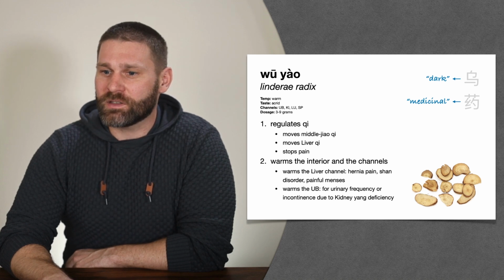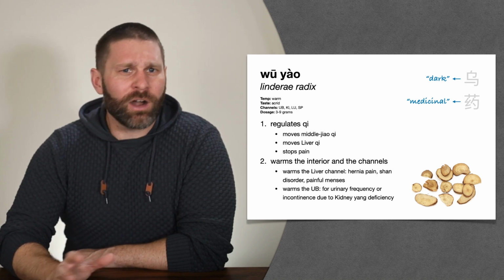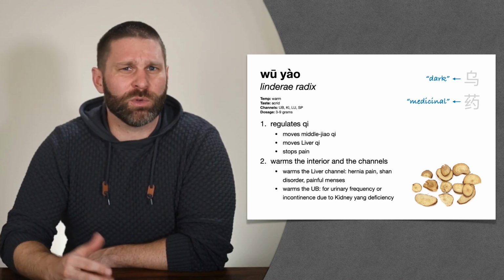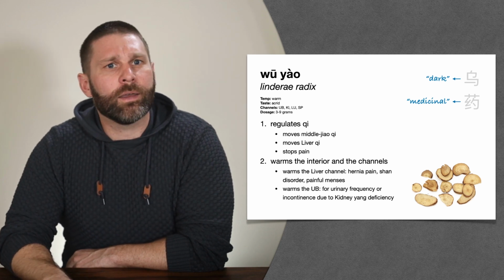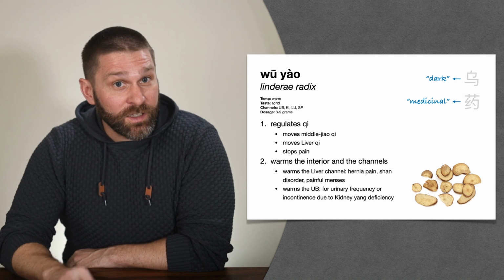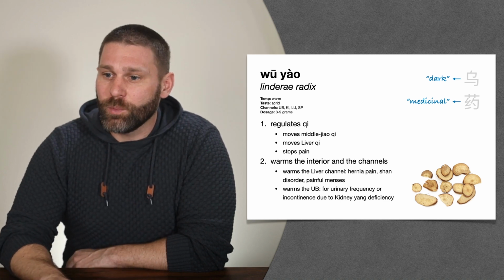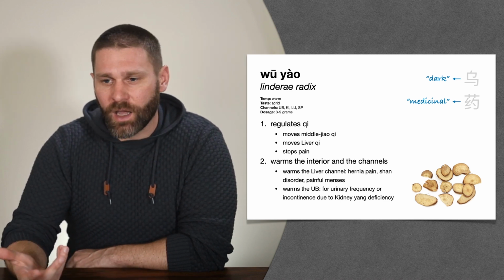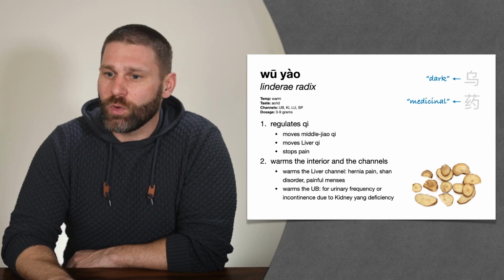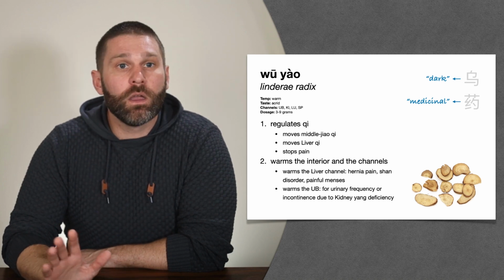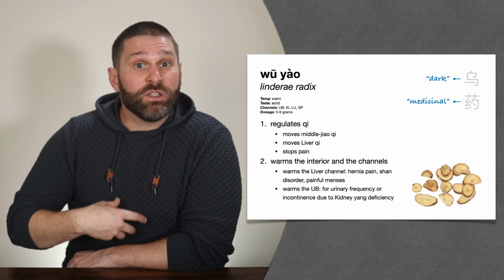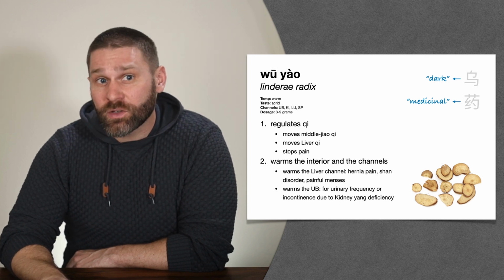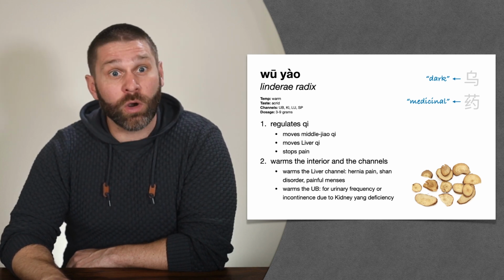Wu Yao means, Wu means black or dark. I think it actually means like crow or raven, so it's referring to the color of those birds, but we translate it as dark or black. I think it's the same character when we talk about oolong tea, as in black tea. Wu means dark, yao just means medicinal. So when we talk about Chinese herbs, it's zhong yao. Yao just means herb or medicinal, so Wu Yao is dark medicinal. I remember that it regulates qi, but it also warms the interior, warms the channel, and Wu Yao is especially good for treating Shan disorder or hernia pain.